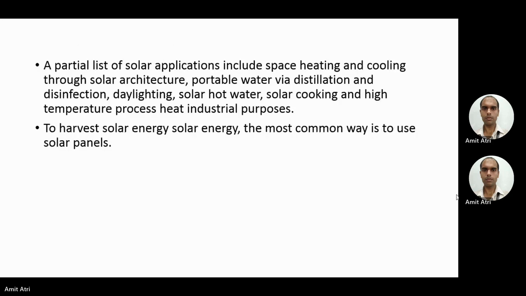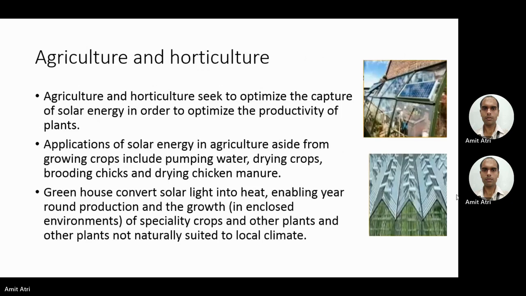The partial list of solar applications includes space heating and cooling through solar architecture. Here's a similar thing which we studied in the orientation of buildings. Then potable water via distillation and disinfection, daylighting, solar hot water, solar cooking, high temperature process heat, industrial purposes. To harvest solar energy, the most common way is to use solar panels, very common for producing electricity using solar energy. We have covered this topic in another lecture, so I will share the link of that video in the description box.